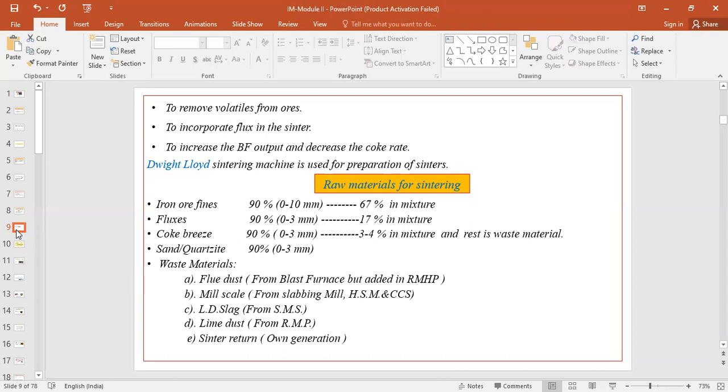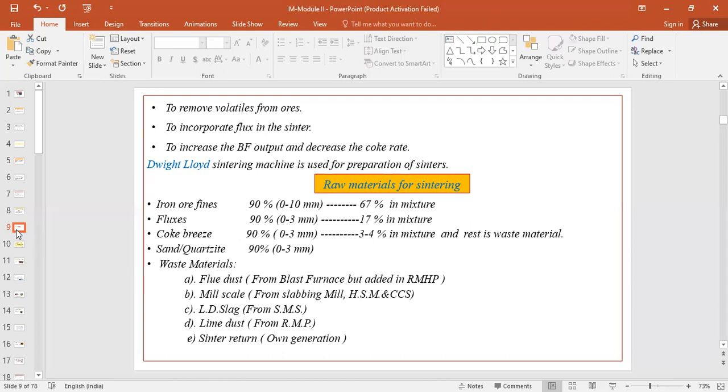Similarly, the coke breeze fuel which we are using, again 90% will be of 0 to 3 mm size, and this will constitute around 3 to 4% of the burden. And for the rest, again a small quantity of beach sand is also used as a source of SiO2 in the sintering process. That is also around 0 to 3 mm size. And apart from this, the iron bearing material present in the form of a secondary source can also be used as a part of the burden inside the sintering machine during the sinter making process.